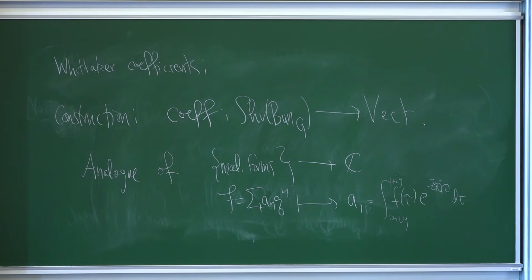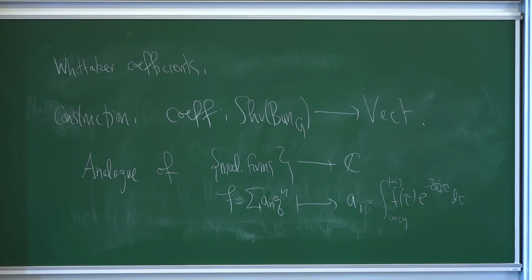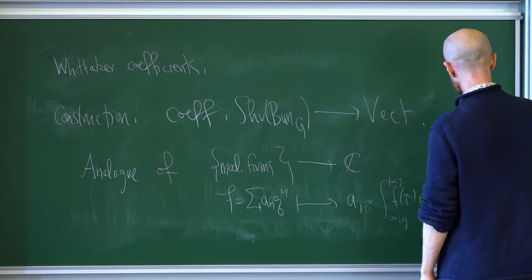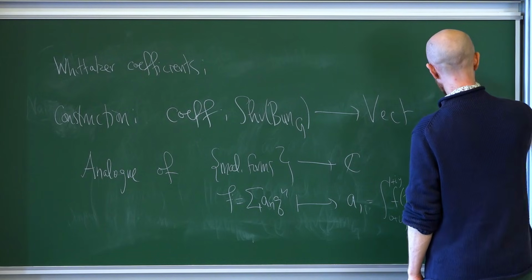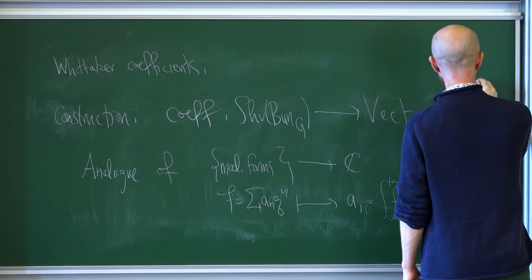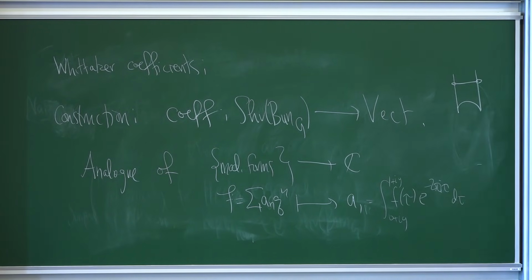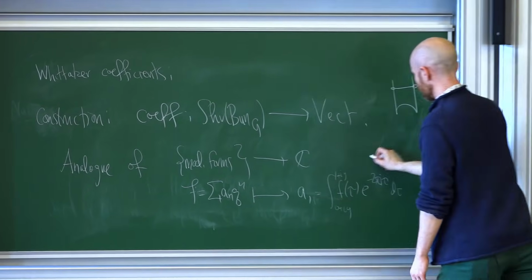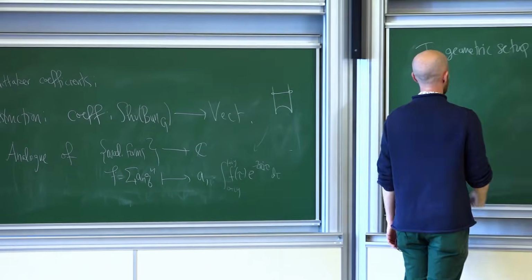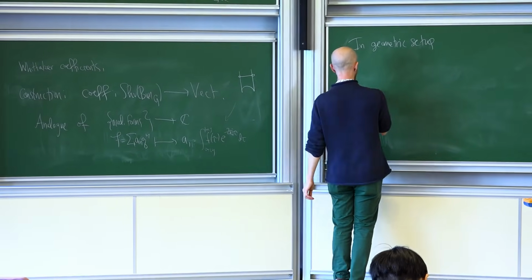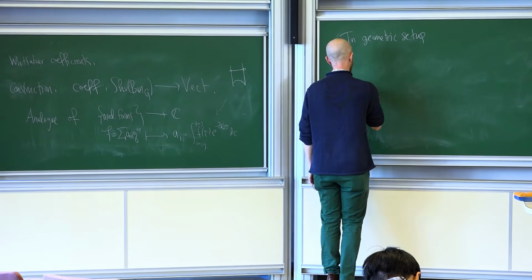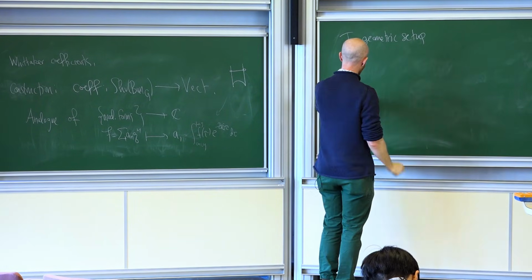So in the geometric setup, trying to express if this is the upper half plane, I'm just integrating my function against the exponential character from here to here. So in the geometric setup, what I do is the following. Okay, so I form Bun G.